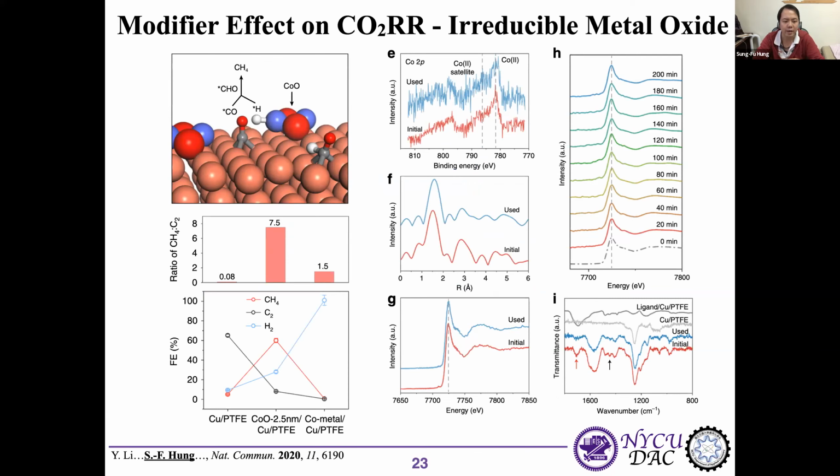Okay, so here's another case of a modifier effect on the carbon dioxide reduction reaction. We modified the catalytic surface with cobalt oxide clusters, and we found the composite catalyst can enhance methane production. But when we add cobalt metal on the copper surface, we obtain only hydrogen gas. So we expect the cobalt oxide cluster might not be reduced to a metallic state during the reaction.